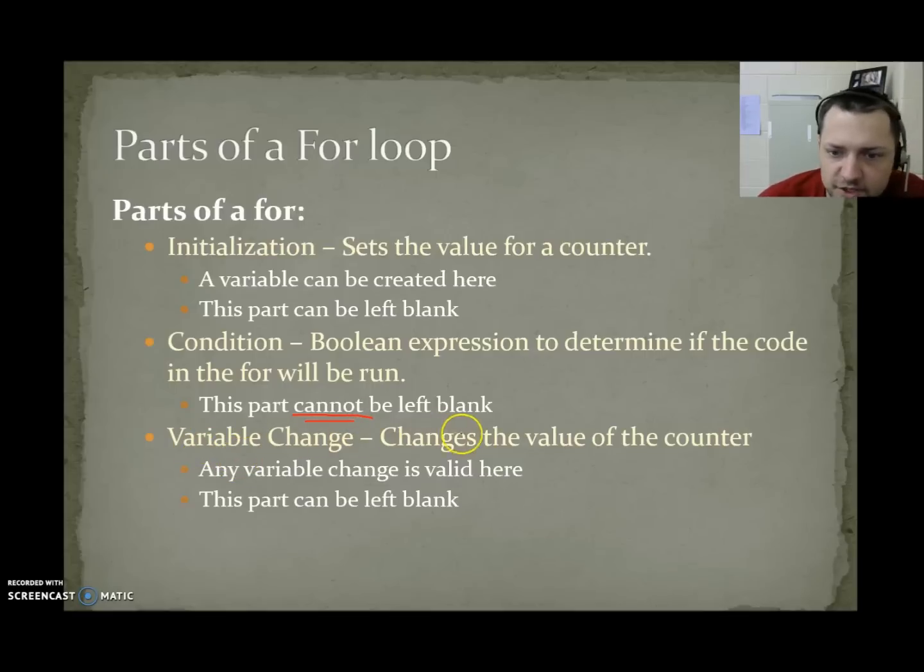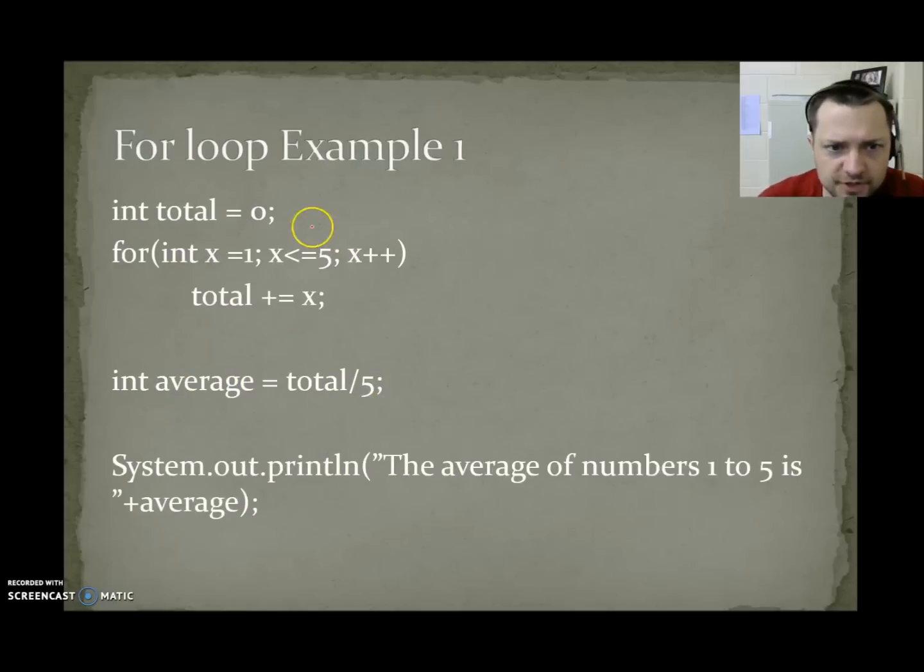Variable change. Changes the value of the counter. The counter was created in part 1. Doesn't always have to change the counter. It can change other things. But for our simple for loops that we're going to be doing, we're always going to be changing the counter variable. Any variable change is valid here. So that means you can change other variables. This part can also be left blank. So the initialization and variable change can be left blank. The condition cannot. I'm going to walk you through how this stuff works on the next two slides that we have examples for. Here's our first example.